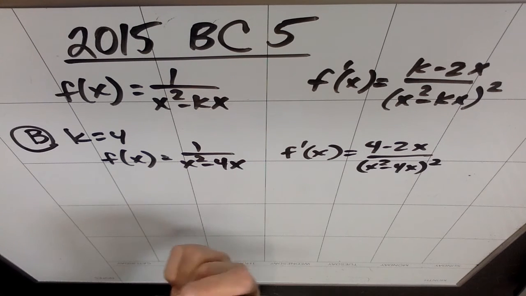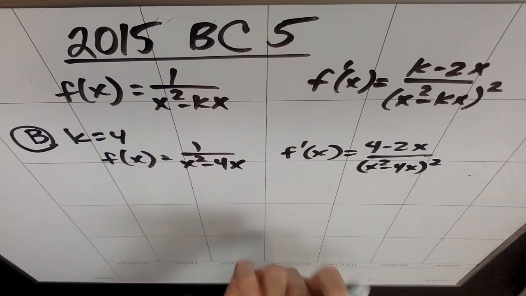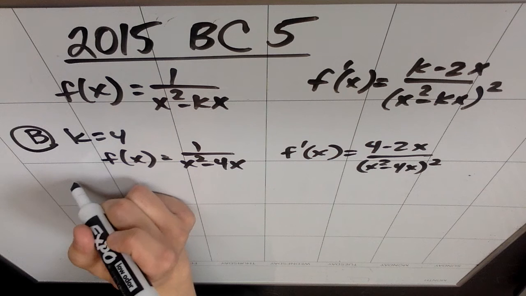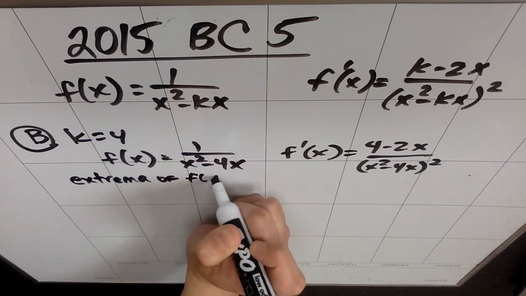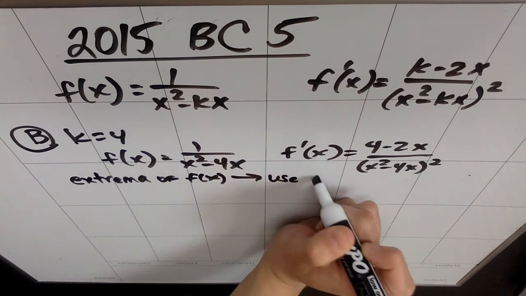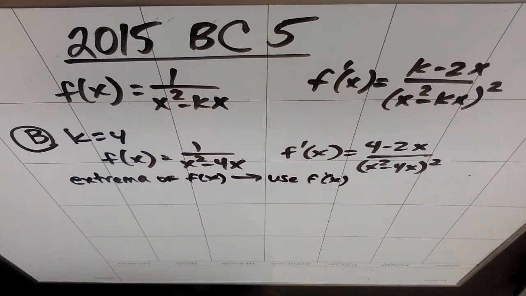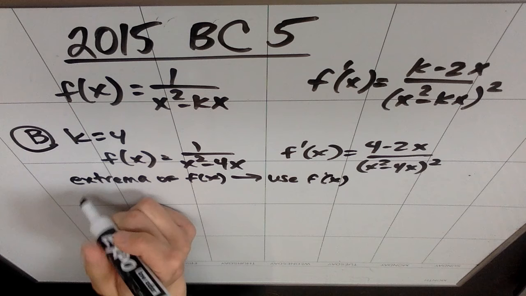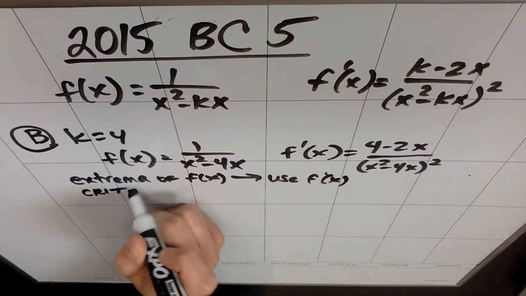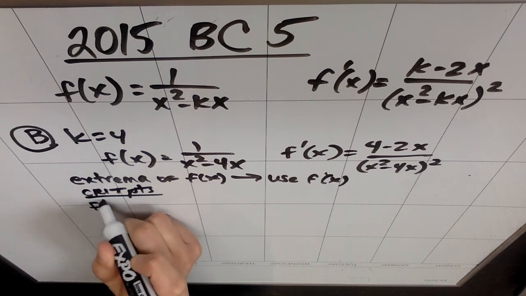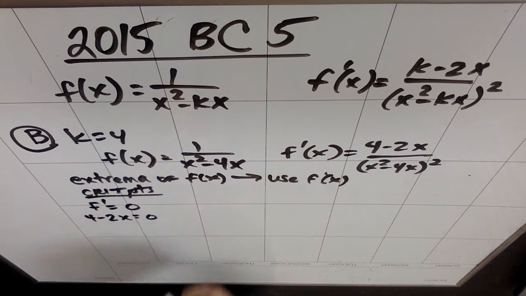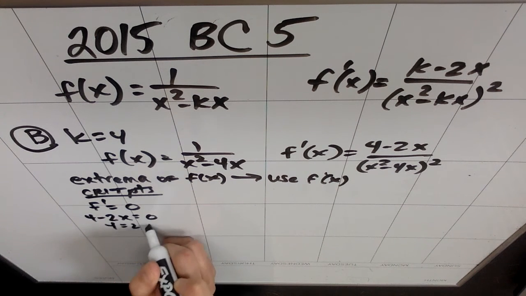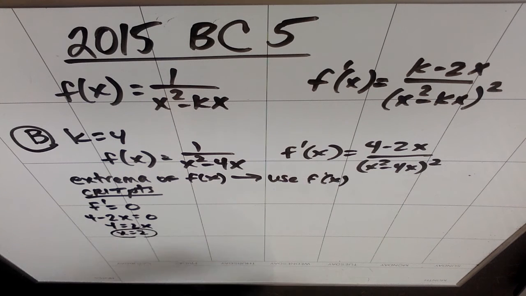Cool. Okay, so the question was, what's happening at 2, right? Well, if we're asked about extrema of f of x, that means we're supposed to use f prime of x, right? We're supposed to find critical points and see if we have maxes and mins. So let's go ahead and find the critical points for f by saying that they occur either when f prime is 0. Well, that would be when the numerator, which is 4 minus 2x, is 0. So 4 equals 2x and x equals 2. So that verifies that 2 is definitely a critical value, right?